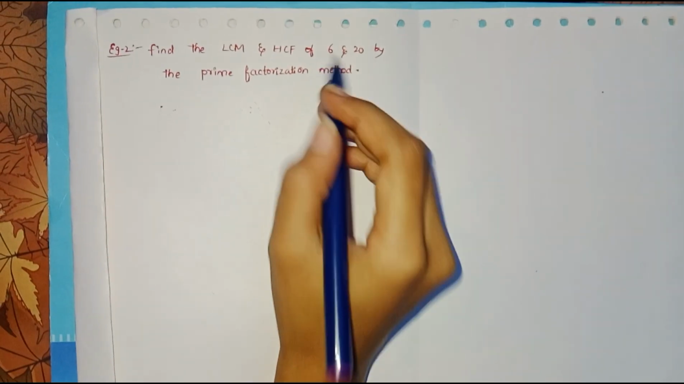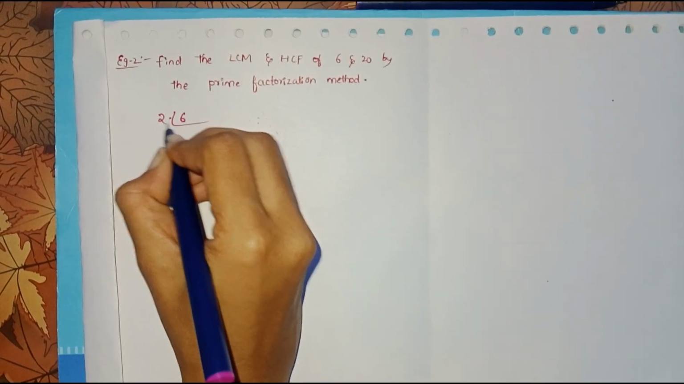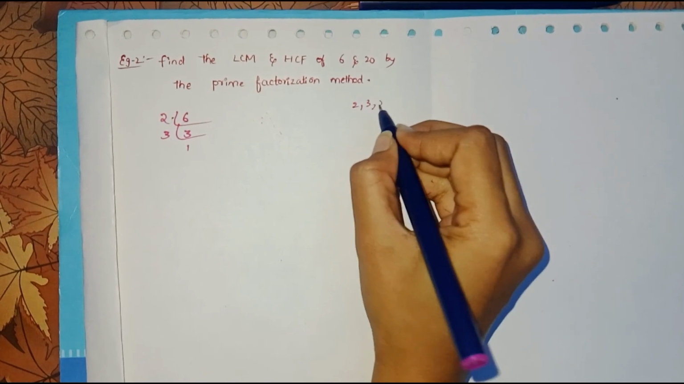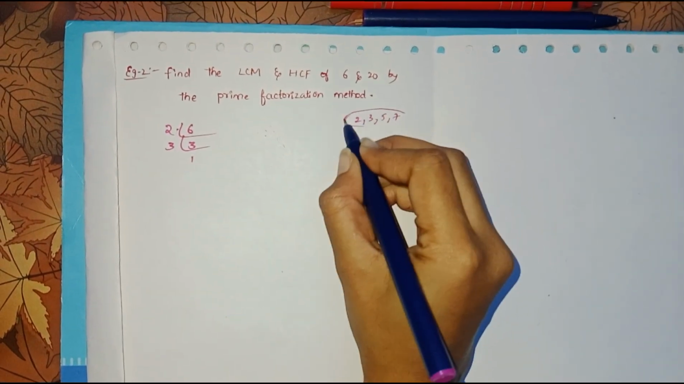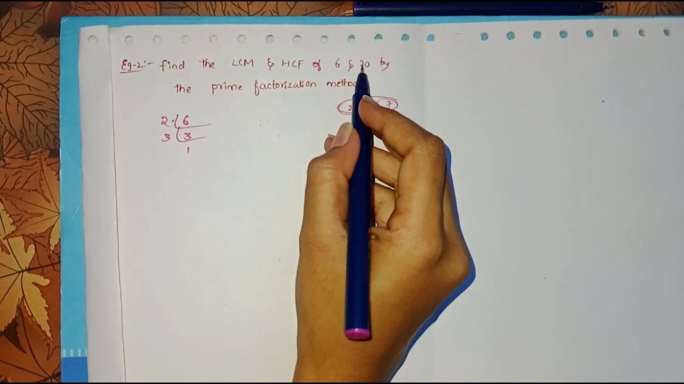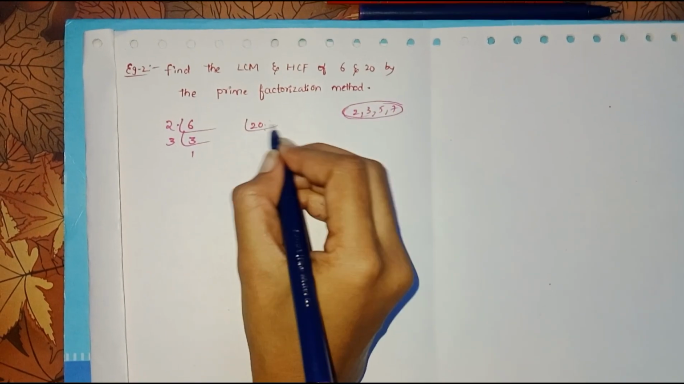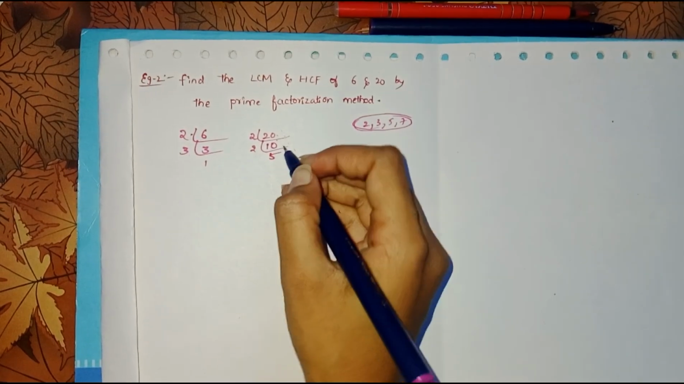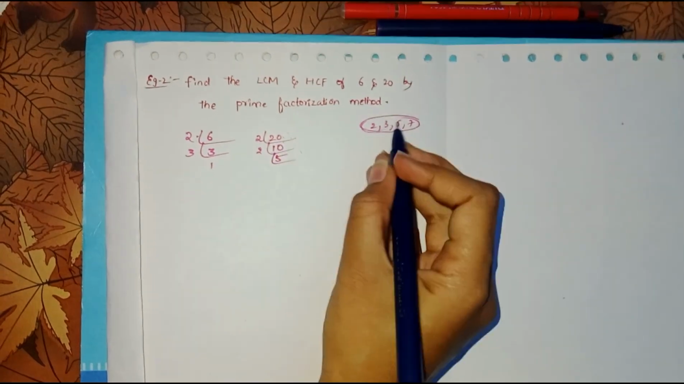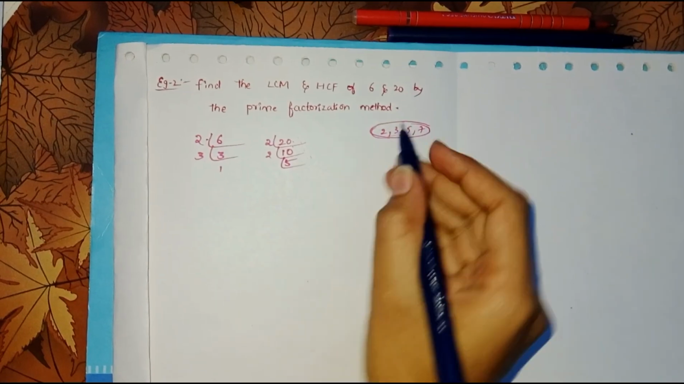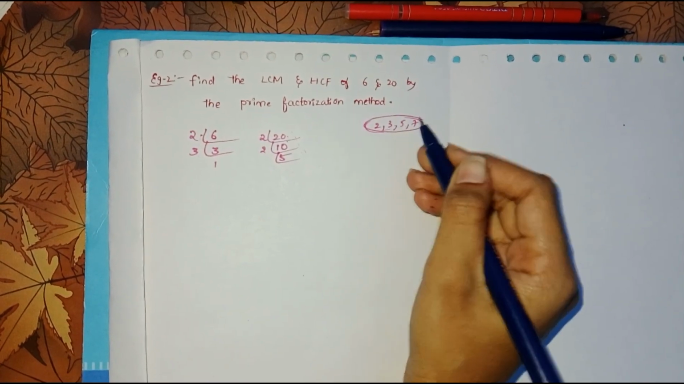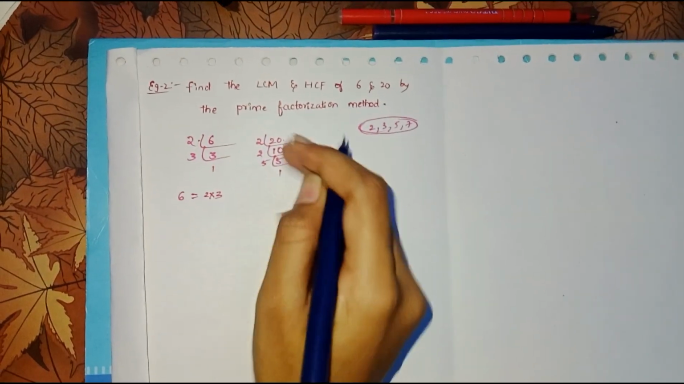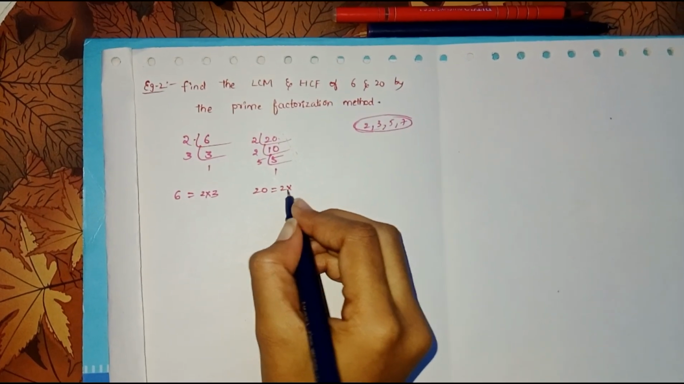Let's do prime factorization for 6. What are the prime numbers? 2, 3, 5, 7. We can do prime factorization using these, and do prime factorization for 20. 20 divided by 2 is 10, 10 divided by 2 is 5. Next, 3 is not a factor of 5, so the next prime factor is 5. 5 divided by 5 is 1. Prime factors for 6: 2 into 3. Prime factors for 20: 2 square into 5.